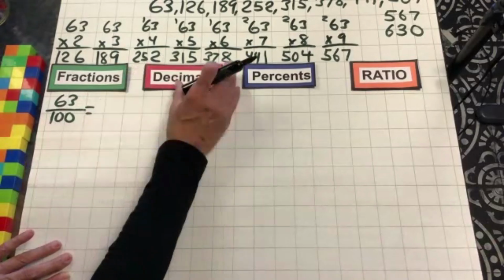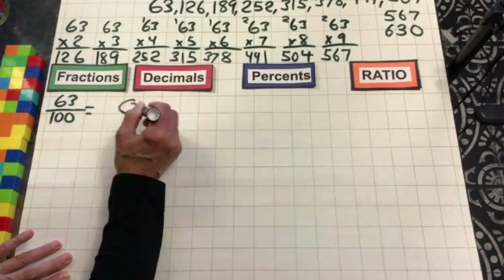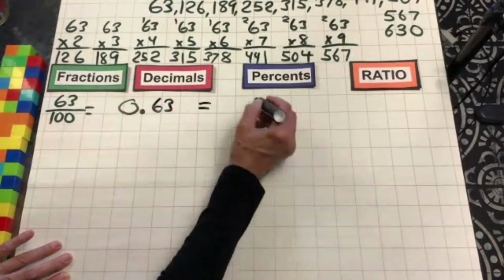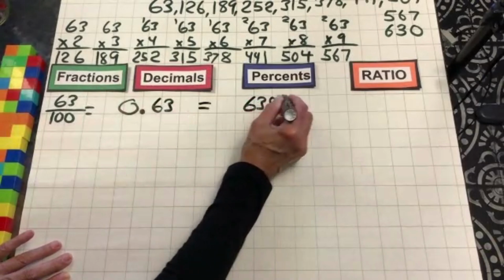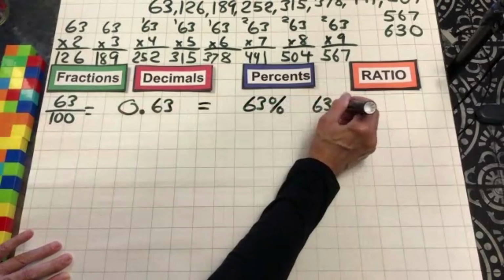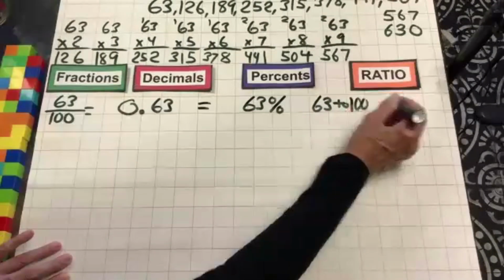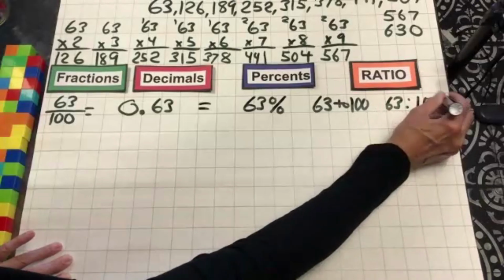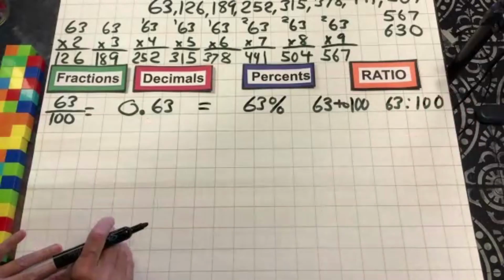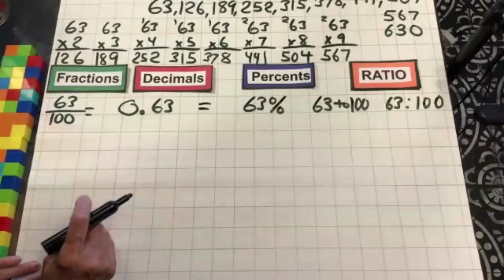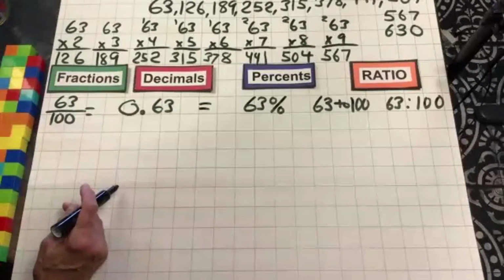Let's move on to our decimal. So that would be 0 and 63 hundredths. And that is equal to 63%. And in ratio, we would find it looking like this, 63 to 100 or 63 colon 100. And remember, your order might be different than mine. Just check off that you have everything. That's all that matters. All right, let's move on to the next one.